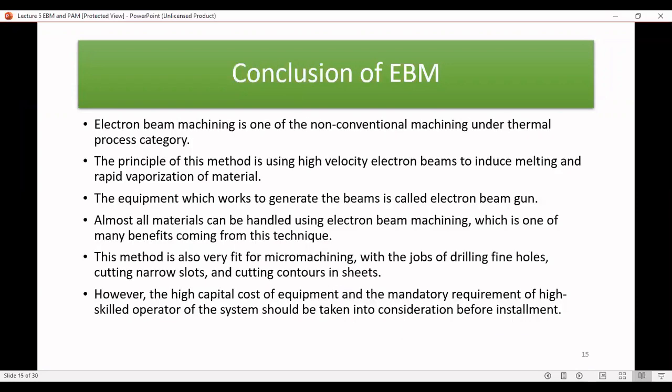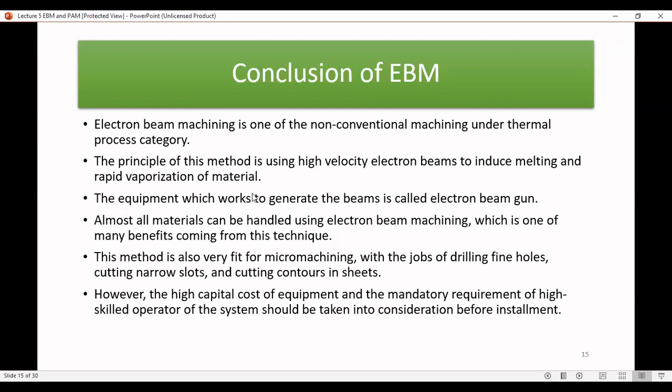Okay, so conclusions on EBM. EBM machining is one of the non-conventional machining processes under the thermal process category. The principle is to use a high velocity electron beam to induce melting and rapid vaporization of materials. So you convert the high velocity electrons, which travel at about half the speed of light, and impinge them on the workpiece. So you convert the kinetic energy into heat energy and vaporize the material.